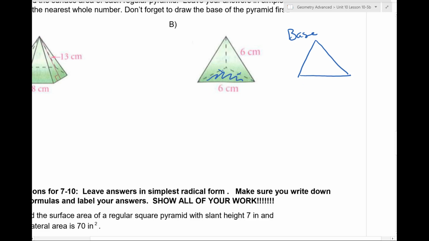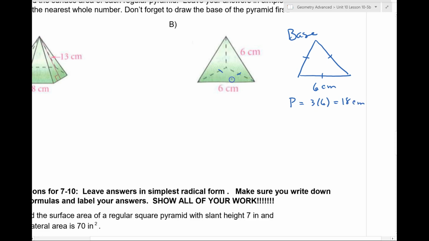Because remember, a regular pyramid, which is the only type we're going to work with, the ones that we find lateral area and surface area for, has to have a regular polygon as its base. So we know that's an equilateral triangle. We have 6 centimeters on every side. Correct? So if I'm looking for the perimeter of the base, that's pretty easy. That's just 3 times 6, which is equal to 18 centimeters.